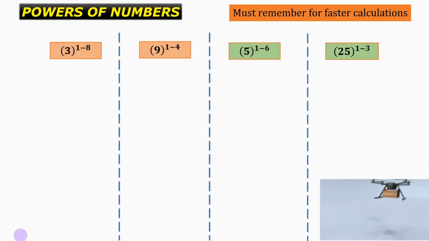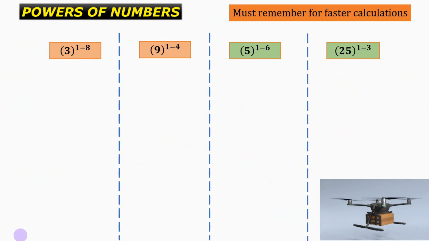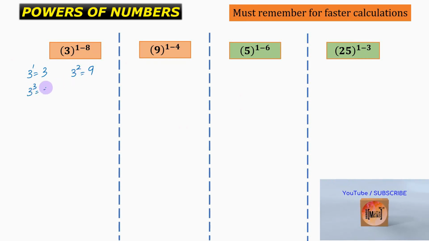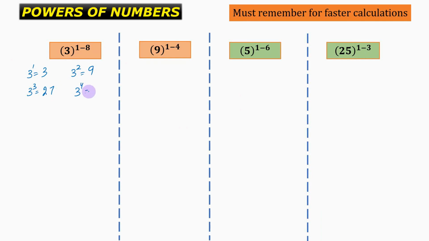So we have powers of 3, powers of 9, powers of 5 and powers of 25. Okay. So first of all, powers of 3. 3 to the power 1 is equal to 3. 3 to the power 2 is equal to 9, 3 to the power 3 is equal to 27, 3 to the power 4 is equal to 81, 3 to the power 5 is equal to 243, 3 to the power 6 is equal to 729, 3 to the power 7 is equal to 2187, and 3 to the power 8 is equal to 6561.